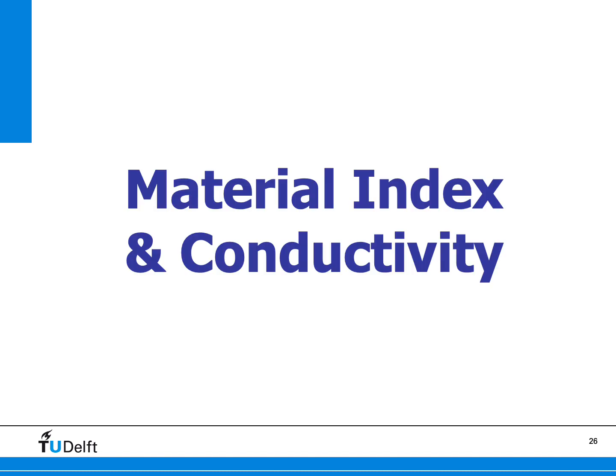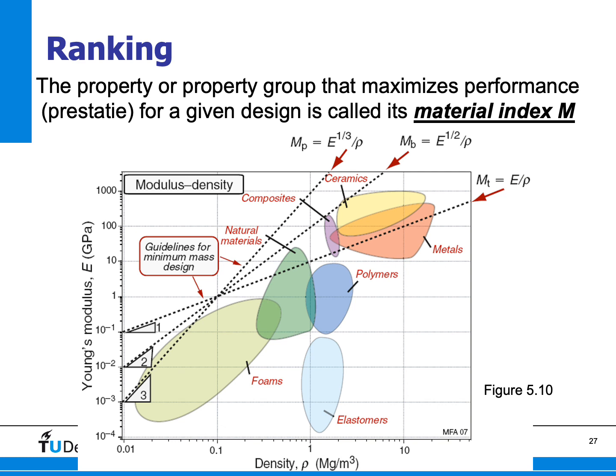In this section we're going to discuss how to derive a material index in case the conductivity of the material is an important criterion in the selection of the material. The material index is used for ranking the materials. So you can use the material index to rank all the materials that fulfill the screening stage, and of course the best material is ranked the highest.